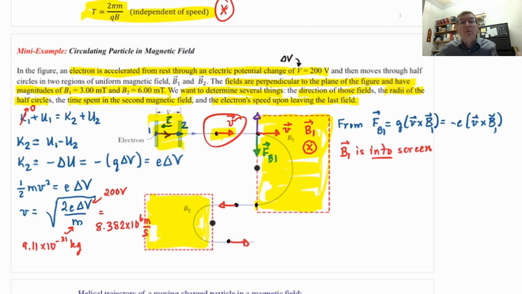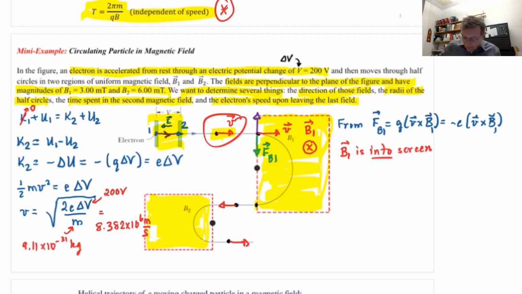And by the right-hand rule, if the V cross B1 has to be upward like that purple arrow, then the B1 has to be out of the screen. Okay, so V cross B1 is in the direction of the purple arrow, so that the FB1 is in the direction of the green arrow. So by the right-hand rule, you can deduce that the B1 must be into the screen in that region. Okay?